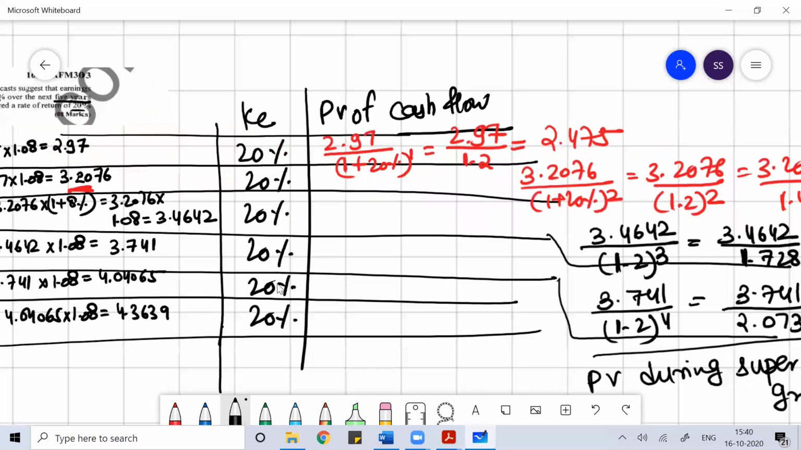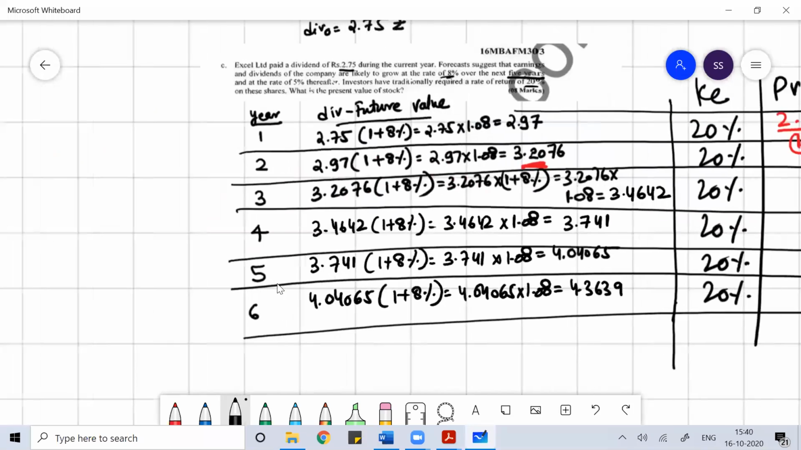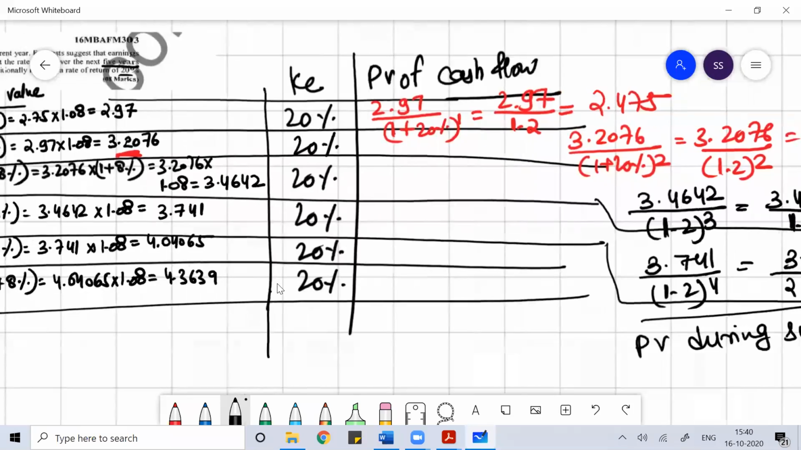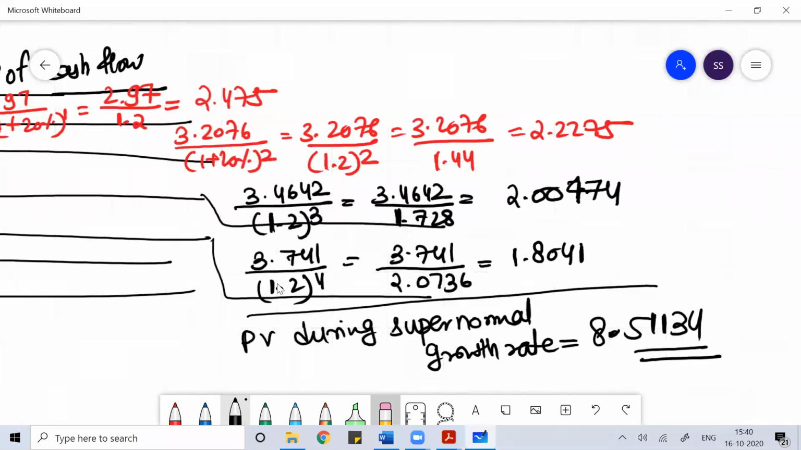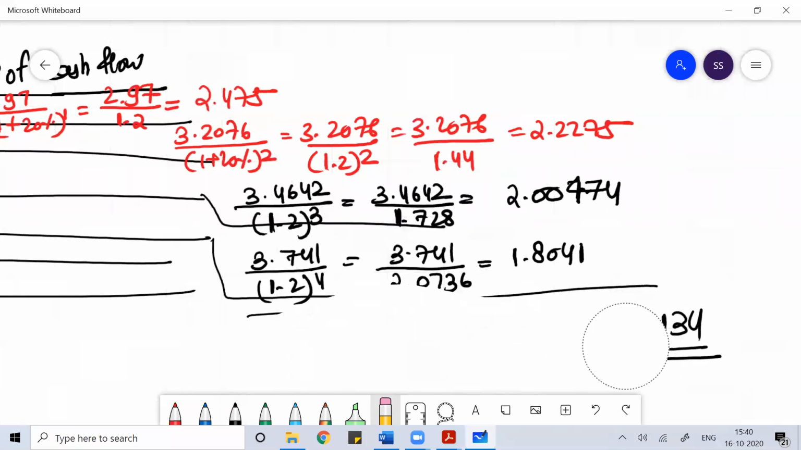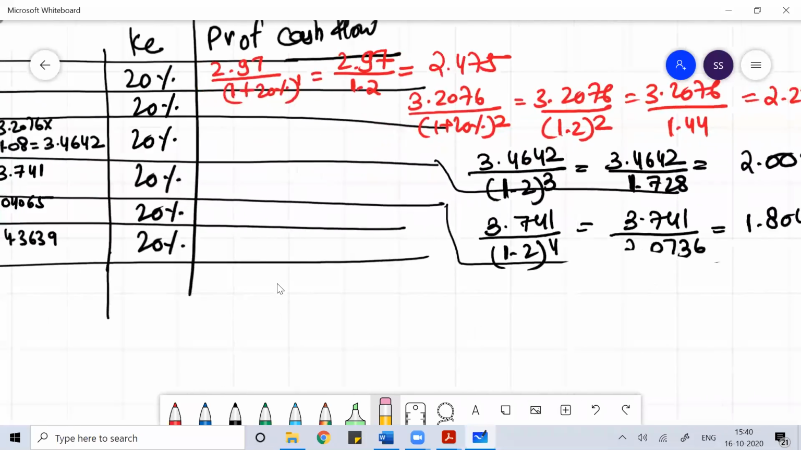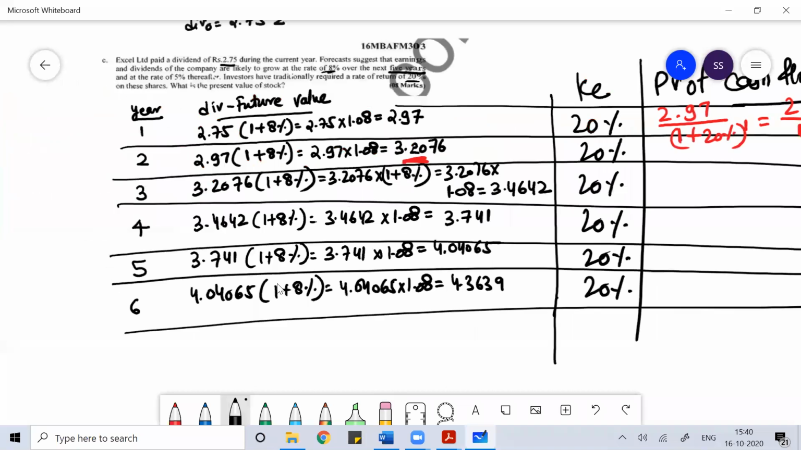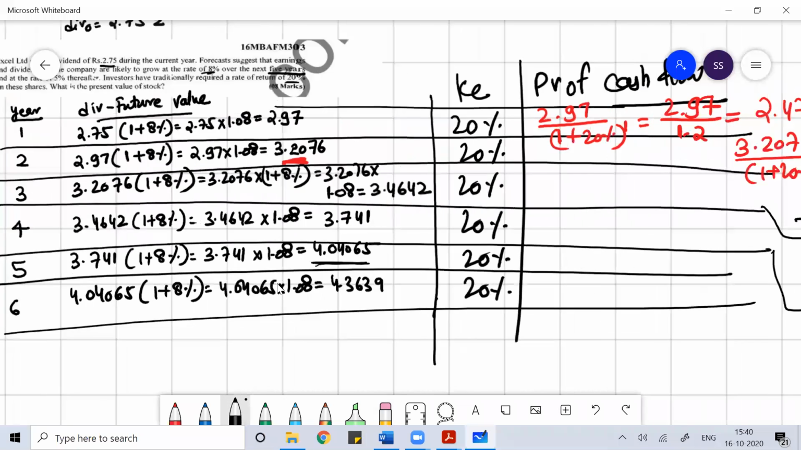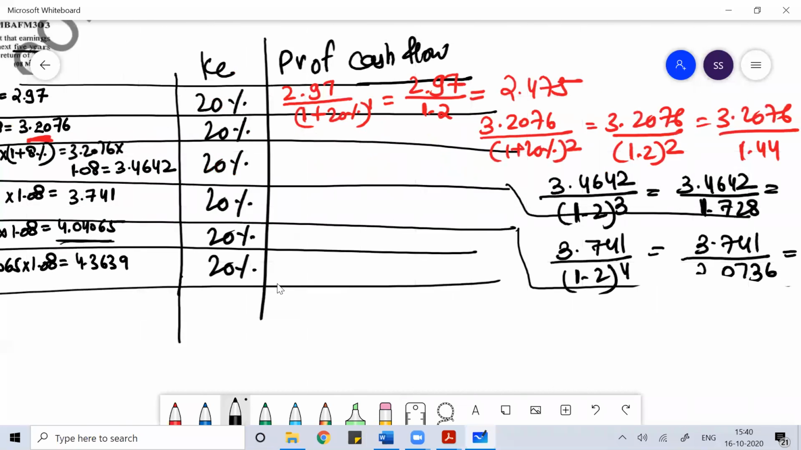No? For 5 years. No? So 4.04065. Okay, 1 year is left. Fifth year is left only. So fifth year is pending, yet pending. So let's do for fifth year also. For fifth year, this is 4.04065 divided by 1.2 to the power 5.